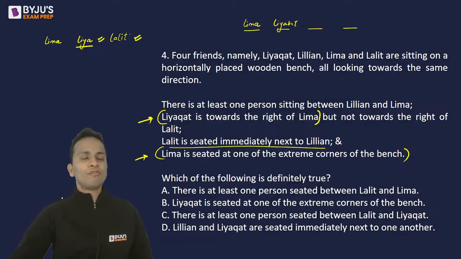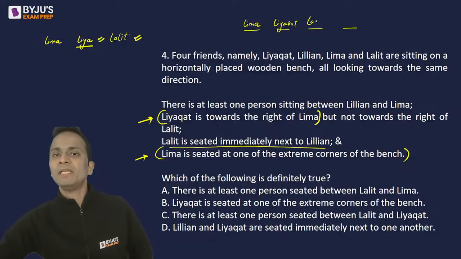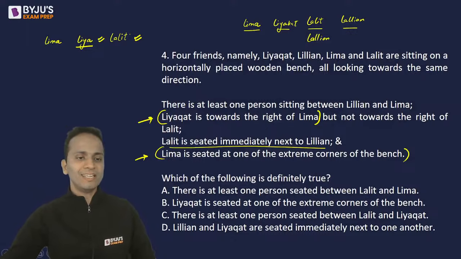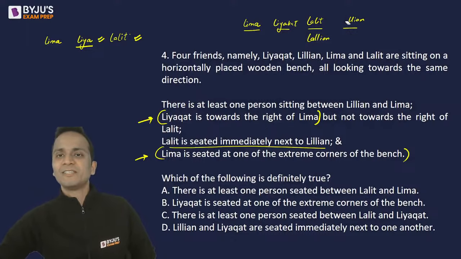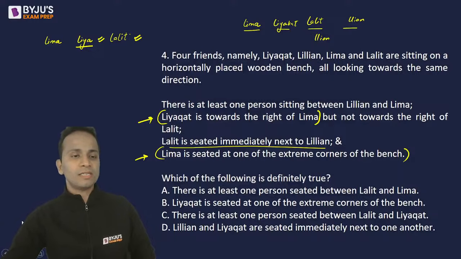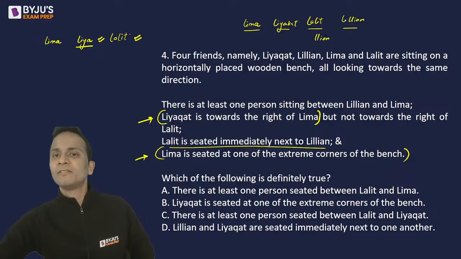Okay, then for Lillian and Lalit there can be two possibilities. It can be Lalit and then Lillian. Okay, it can be Lillian. I think I wrote the spelling of Lillian wrong. Okay, so I'll just quickly change the spelling. So Lalit first and then Lillian.